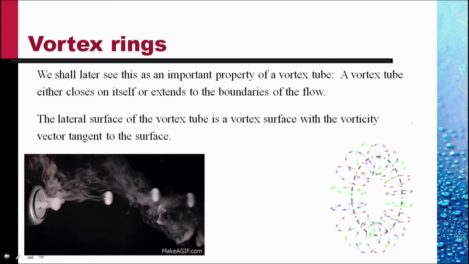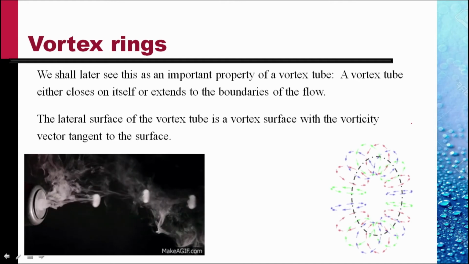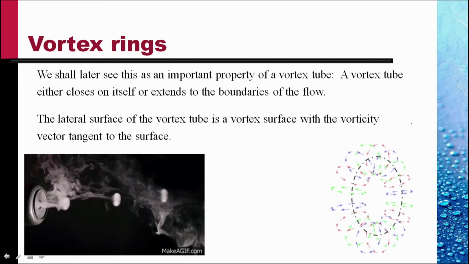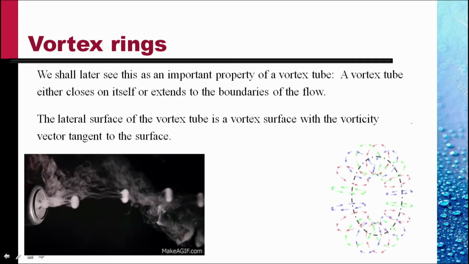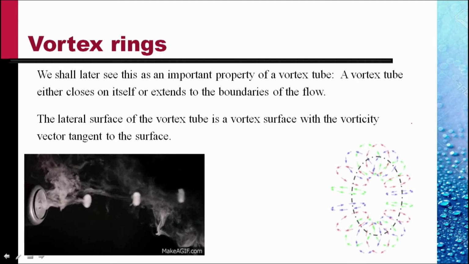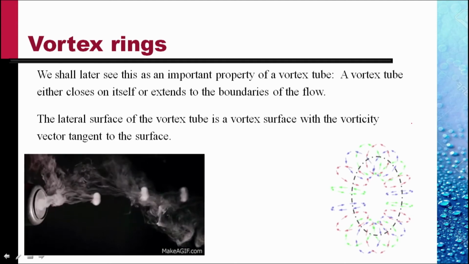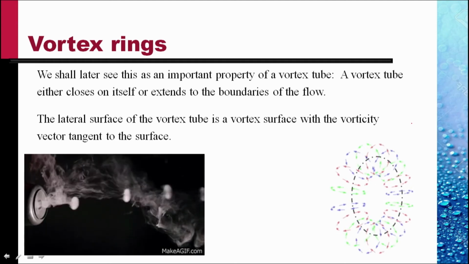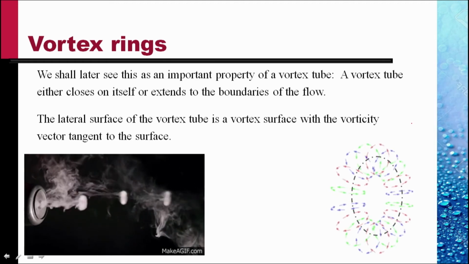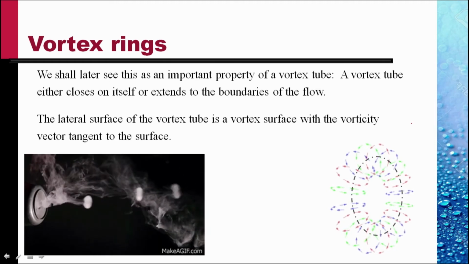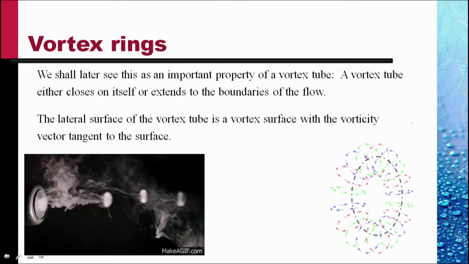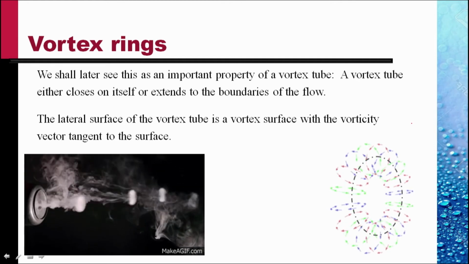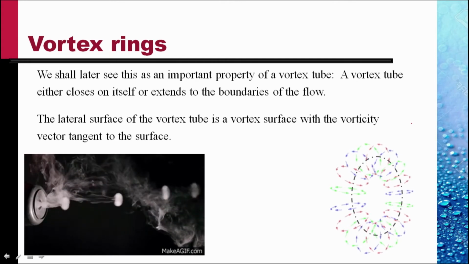We shall later see that an important property of a vortex tube is that a vortex tube either closes on itself or extends to the boundaries of the flow. Here we have shown a smoke ring gun. It is made of a container in which smoke is filled, and there is a diaphragm at the back where we tap and a smoke ring comes out.